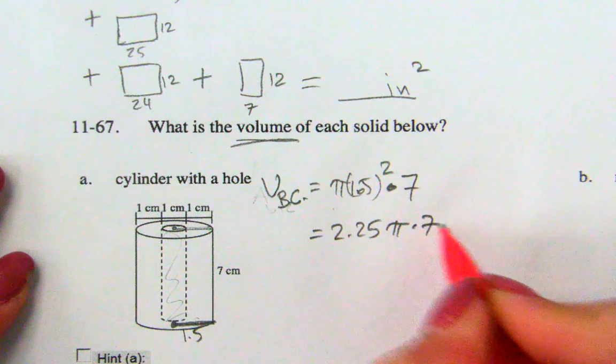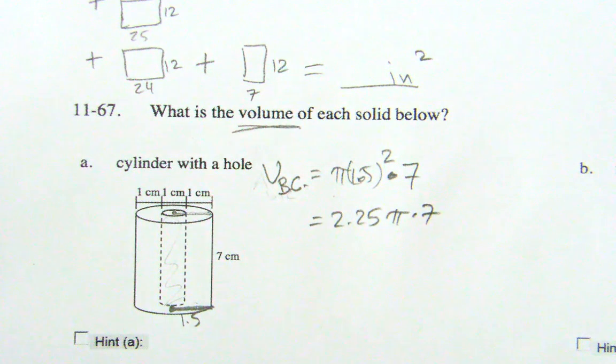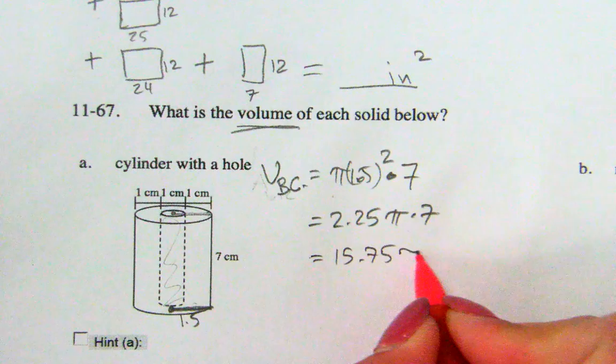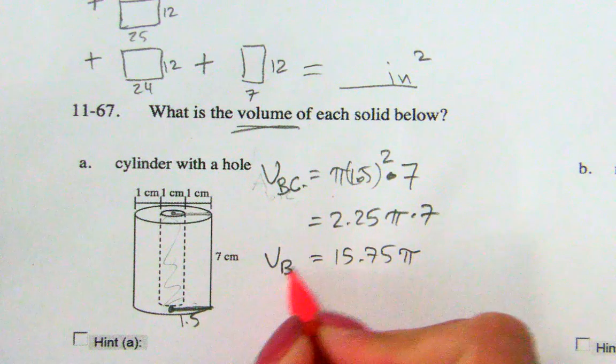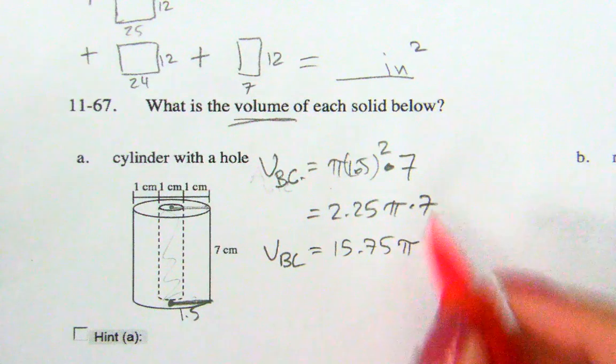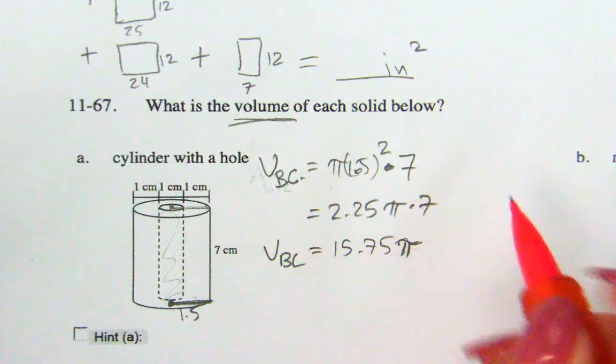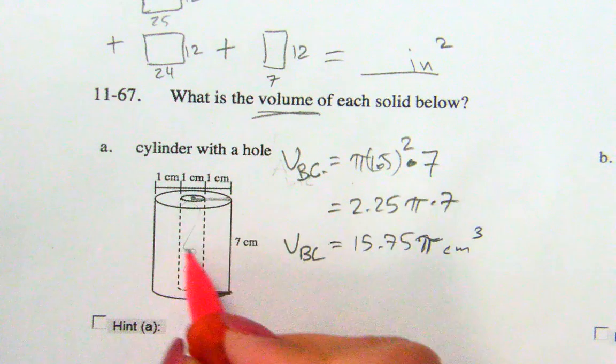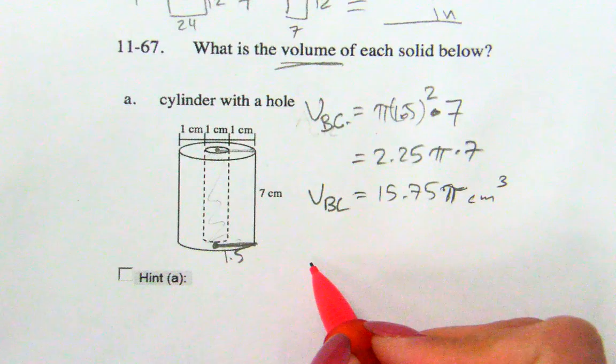Pi times 7. 2.25 times 7 is, I have no idea. Oh, okay, 15.75 pi. So that's volume of the big cylinder. I'm going to leave it in pi for a reason. So centimeters cubed.